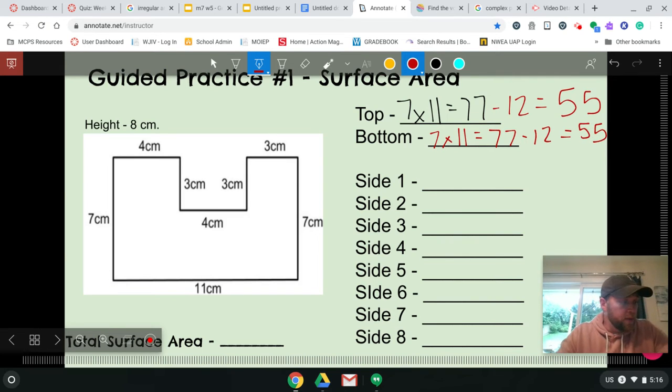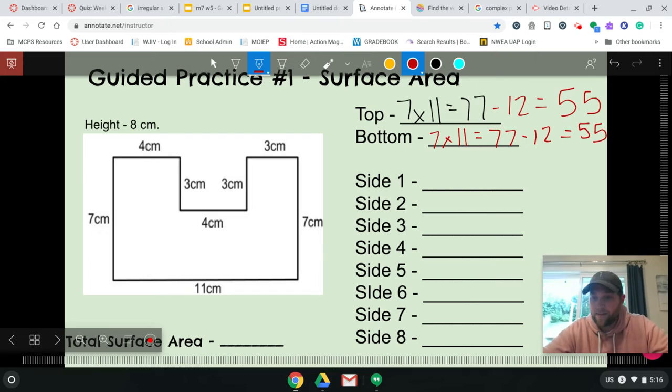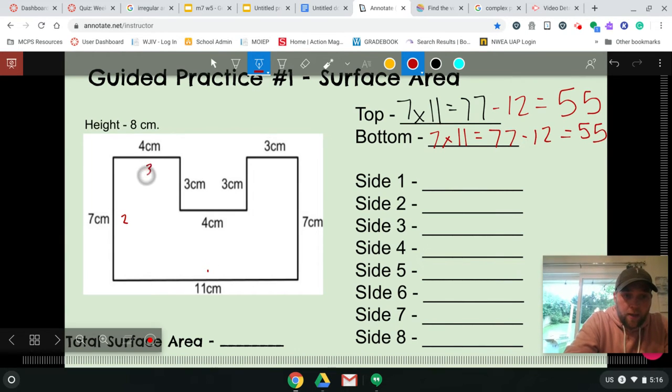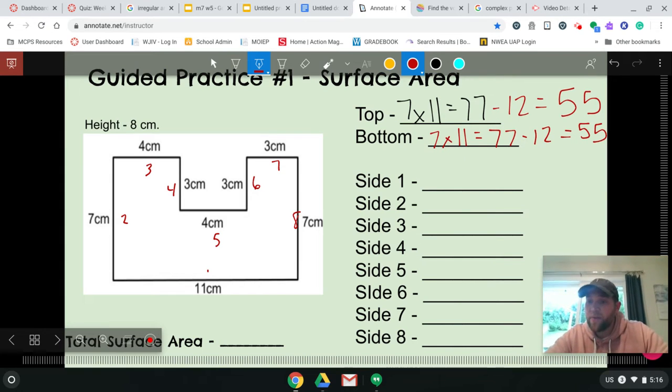Okay, so now what we need to do is count the number of faces. And you can see that I have 8 sides, or 8 faces. I'm just going to mark that by naming them. So I have side 1, side 2, side 3, side 4, side 5, side 6, side 7, and side 8. So we have 8 sides that we need to figure out the area of the face on.